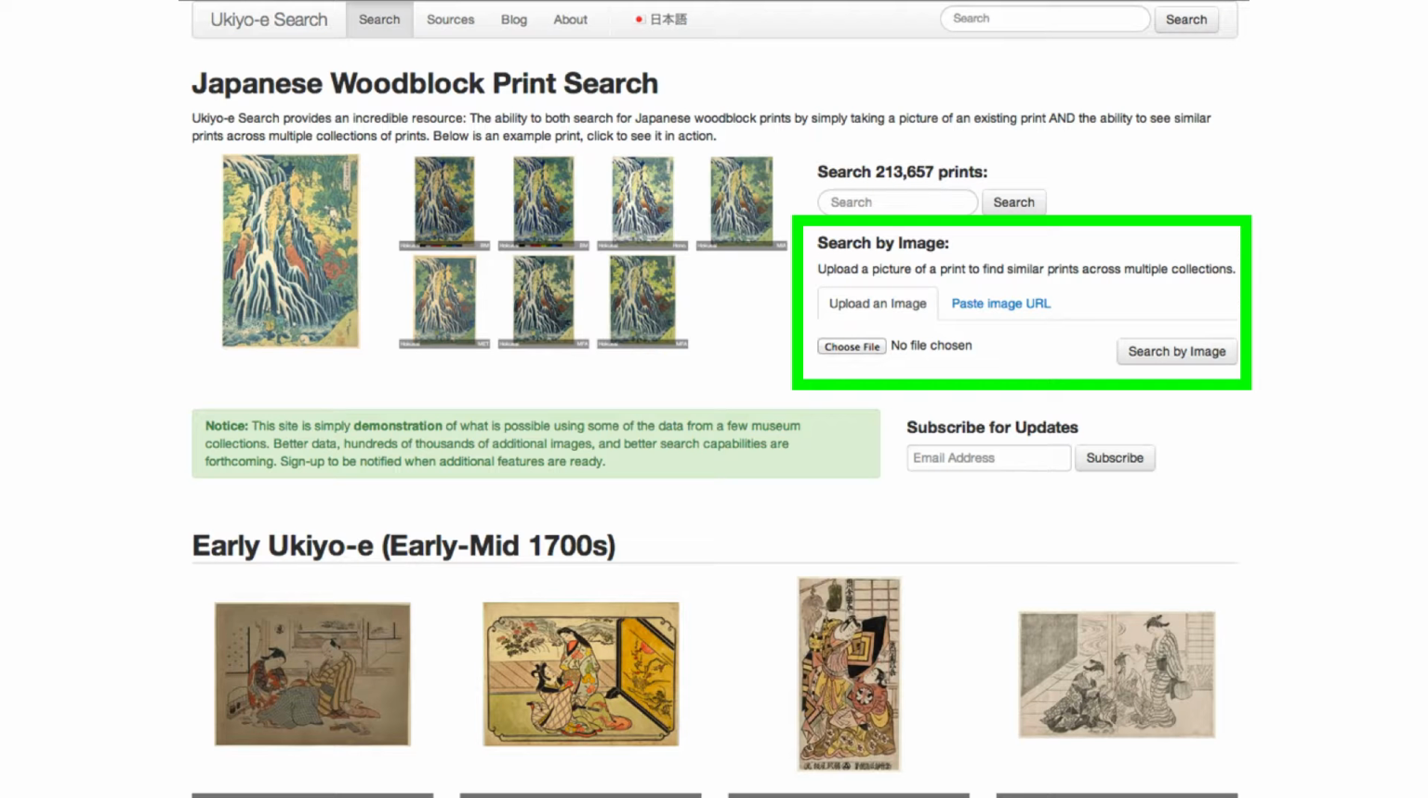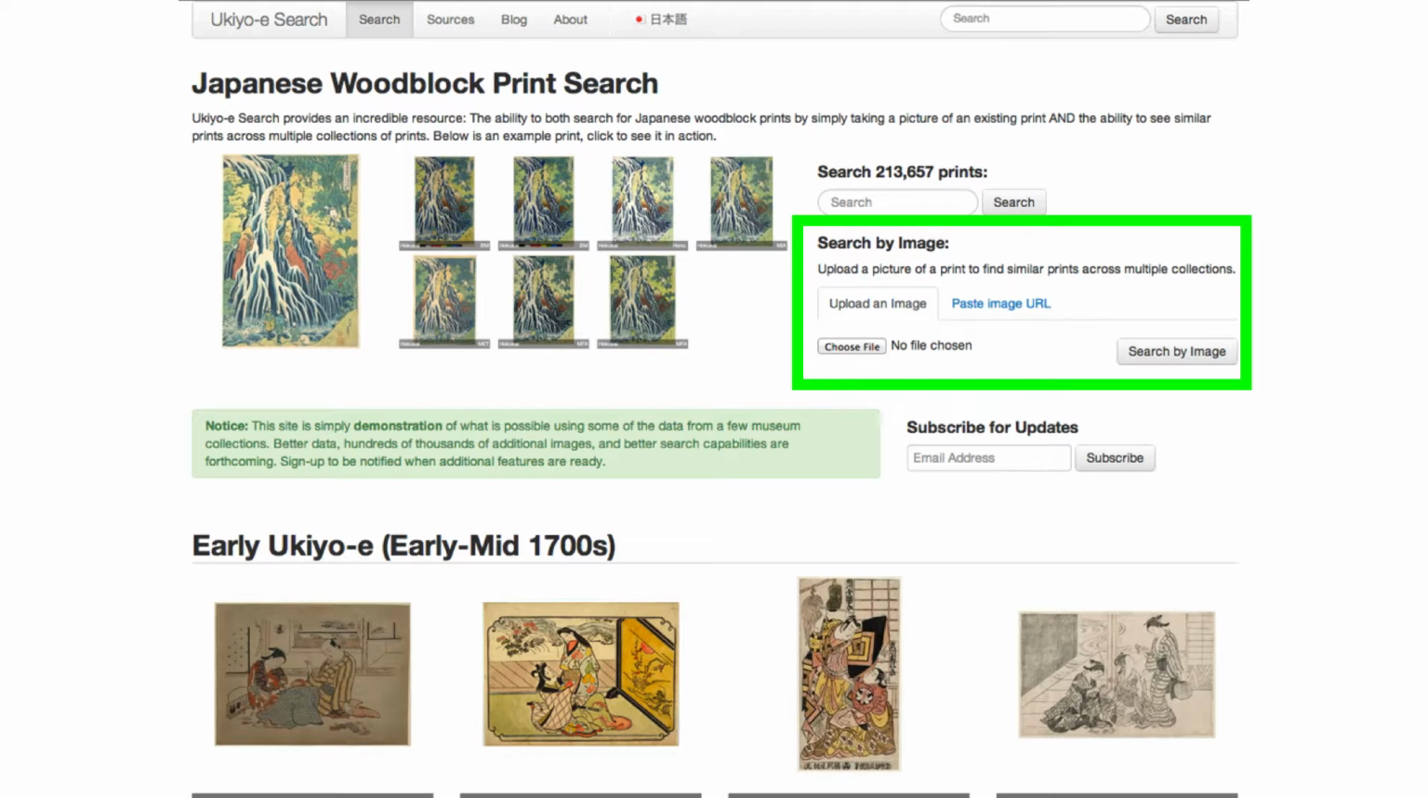So additionally, one of the reasons why I did this work with the computer vision technology is I wanted to make it easy to search for prints. So I added this feature to the site where you could upload an image of a print and it would find that print in any institution that existed.